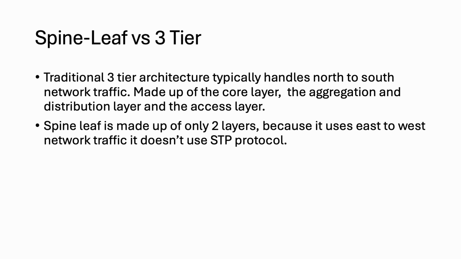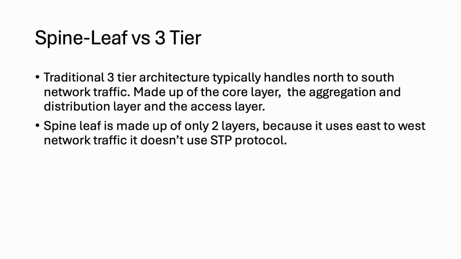That traditional three-tier architecture typically handles north to south network traffic. It's made up of 3 layers, and that includes the core layer, the aggregation and distribution layer, and then the access layer. That core layer interconnects the data center aggregation modules while connecting to the core of a network. The access switches connect to servers and storage devices, while the aggregation layer brings together access layer traffic and provides a redundant connection to the access layer.